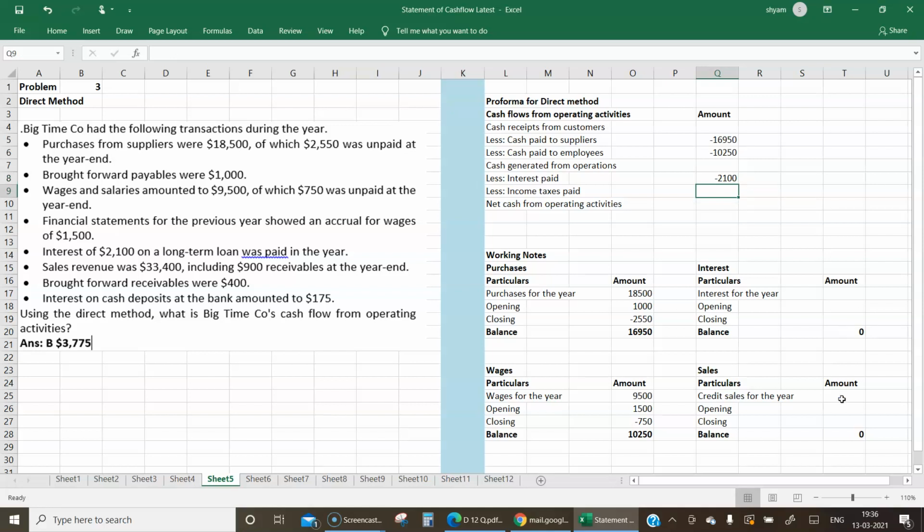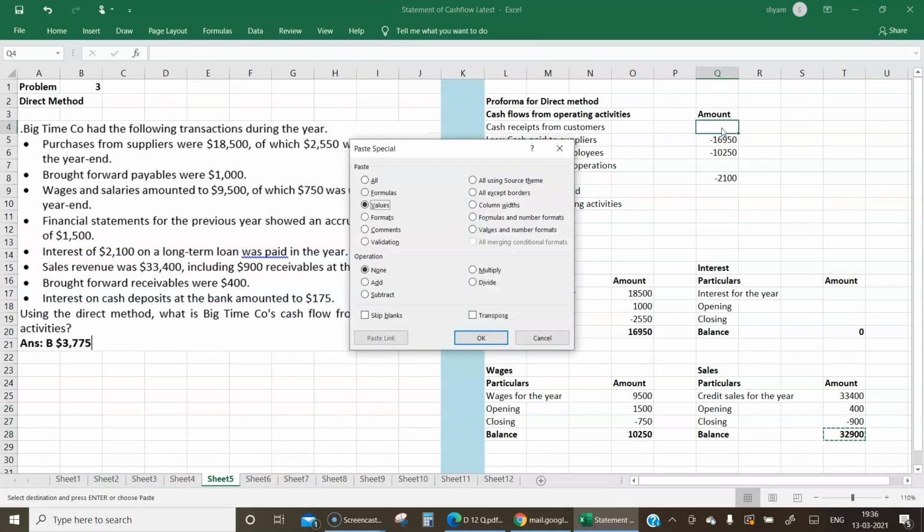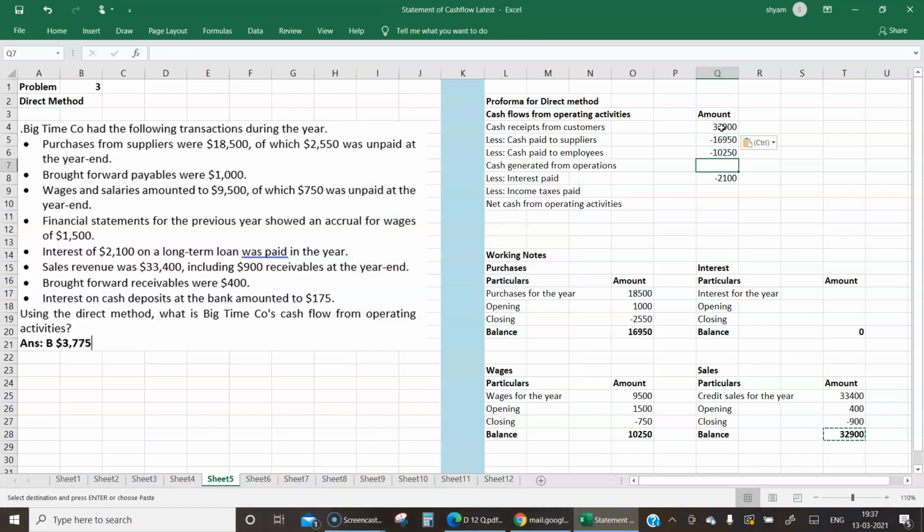So sales revenue is given, so we can quickly do that. 33,400 is the credit sales made. At the end of the year, still 900 is unpaid. The opening is 400. So we can take this number. This is a cash inflow, so you can have it as a positive number.